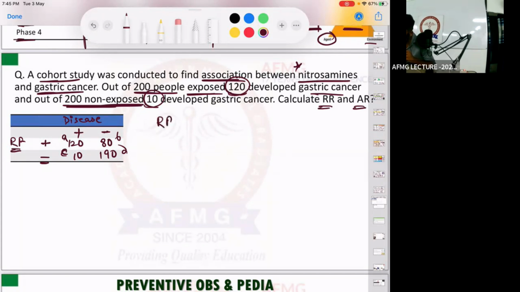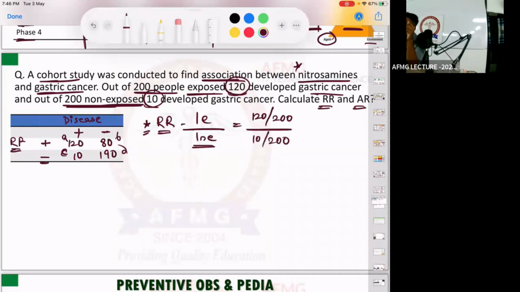So if I calculate the relative risk, what is the formula for relative risk? Incidence in exposed upon incidence in non-exposed. What is incidence in exposed over here? Incidence in exposed means out of the total exposed population, how many develop the disease? So 120 develop the disease out of total exposed, that is 200. Incidence in non-exposed means how many develop the disease in the non-exposed population? 10 develop the disease out of the 200 non-exposed population. Okay, got the concept? Now how much is the calculated value? It is 12. Okay, so how to interpret the result?